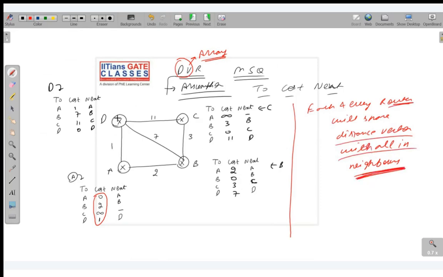So please tell me, D will receive distance vector from how many? All of the neighbors A, B, and C. So A, B, C will send distance vector to D. A will receive distance vector from D and B only.